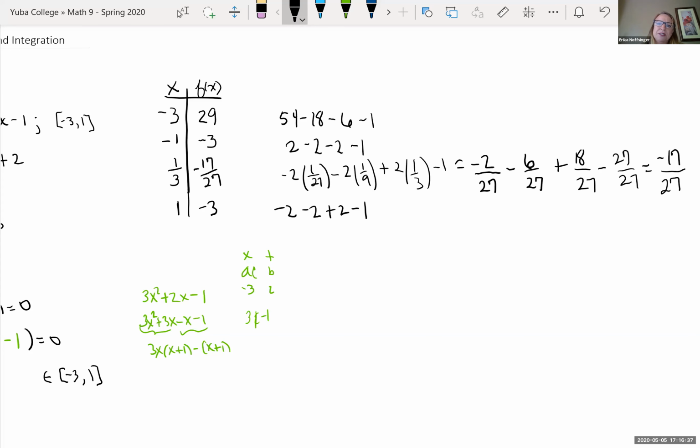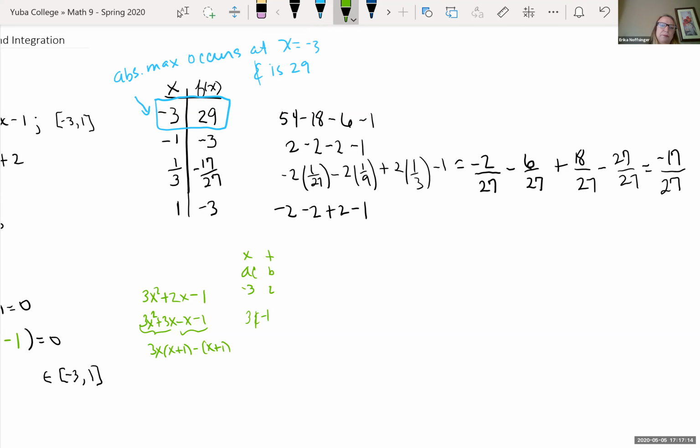Okay, so our absolute max is 29. And it occurs when x is negative 3. So our absolute max occurs at x equals negative 3. And so remember when we're looking at absolute max and absolute min, that was the y value of your function. And so this is 29.